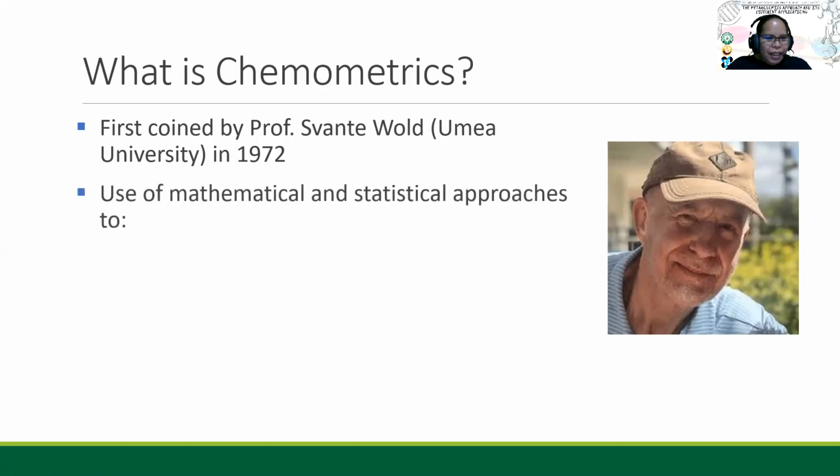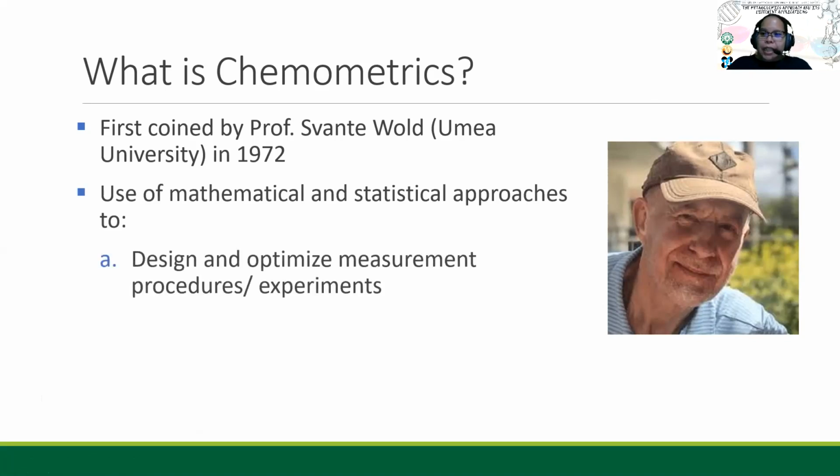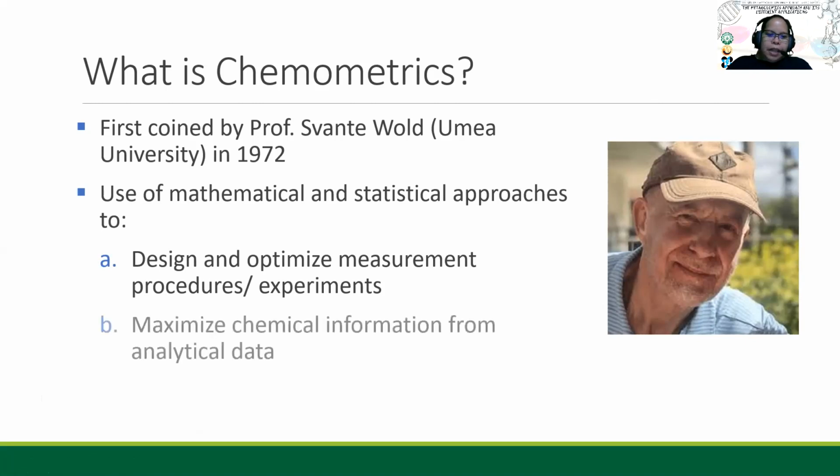So it makes use of mathematical and statistical approaches to design and optimize measurement procedures and experiments. The chemometrics can also allow you to maximize the chemical information from analytical data. So it makes use of mathematics and statistics to make sense of those large amounts of data.